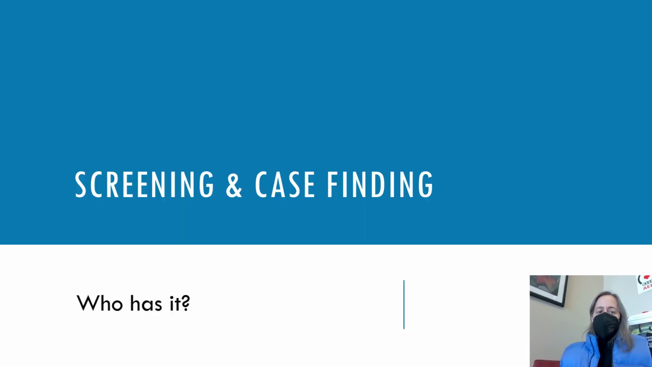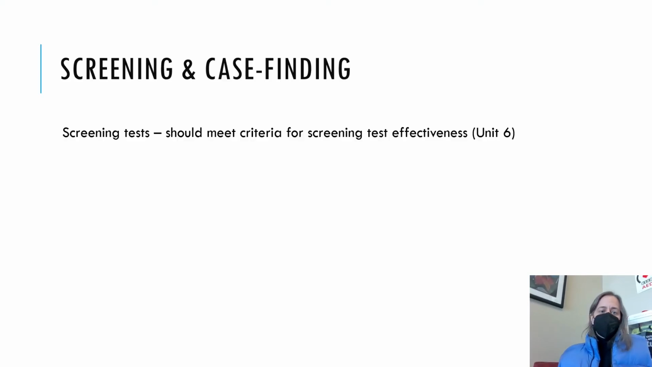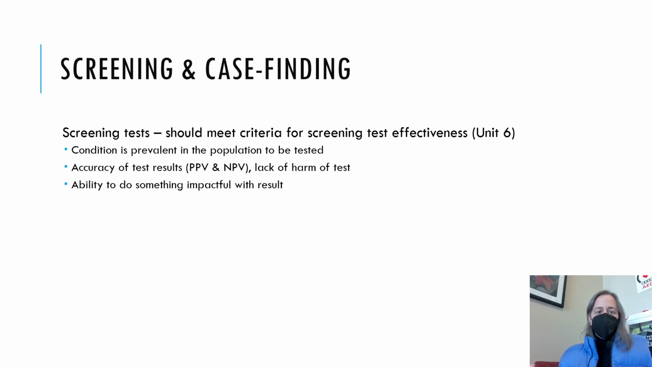So our next tool is going to be screening and case finding. So identifying people who have the disease or the illness. So who has it? So screening, you've already learned a lot about screening from Unit 6, right? So again, if we're going to do a screening intervention, we want to make sure it meets all the same criteria, which in brief are that the condition is relatively prevalent, right?